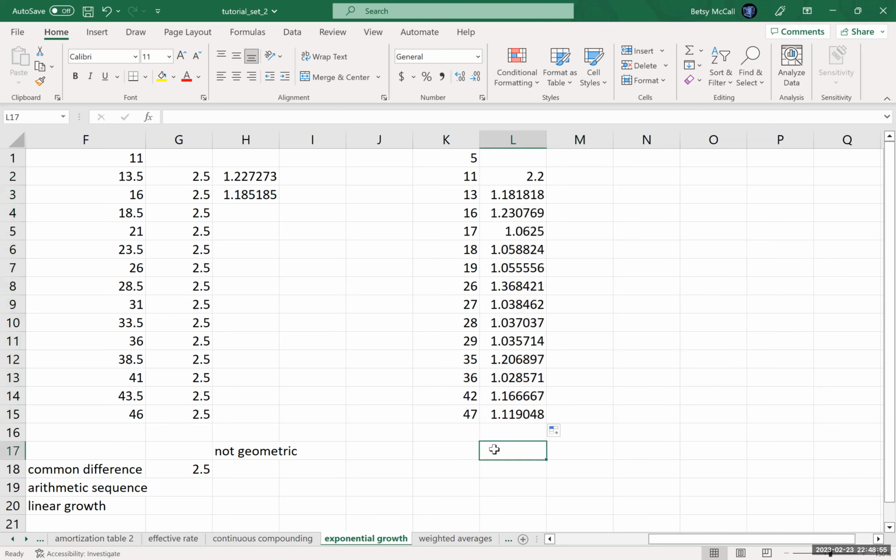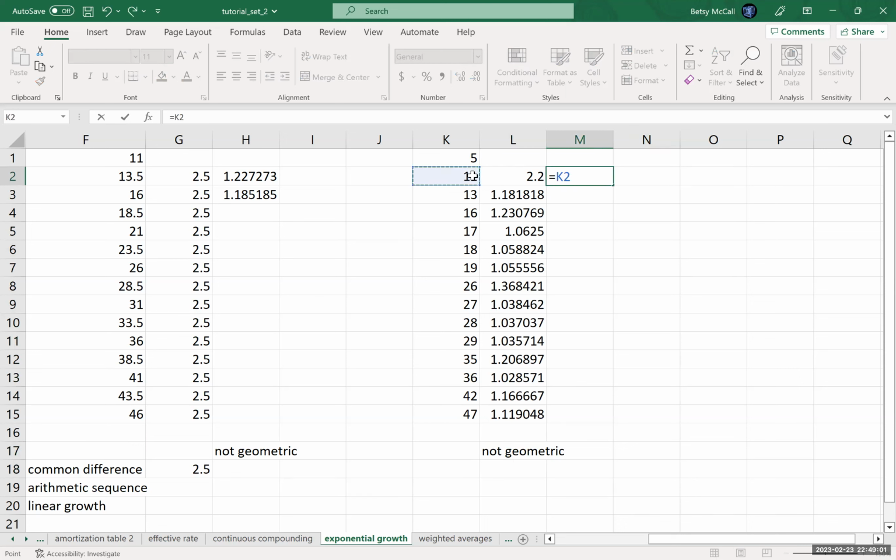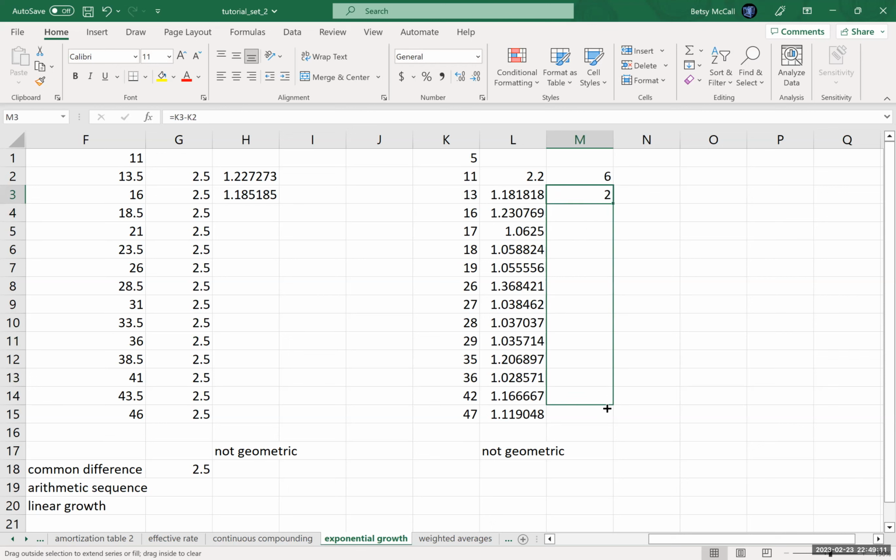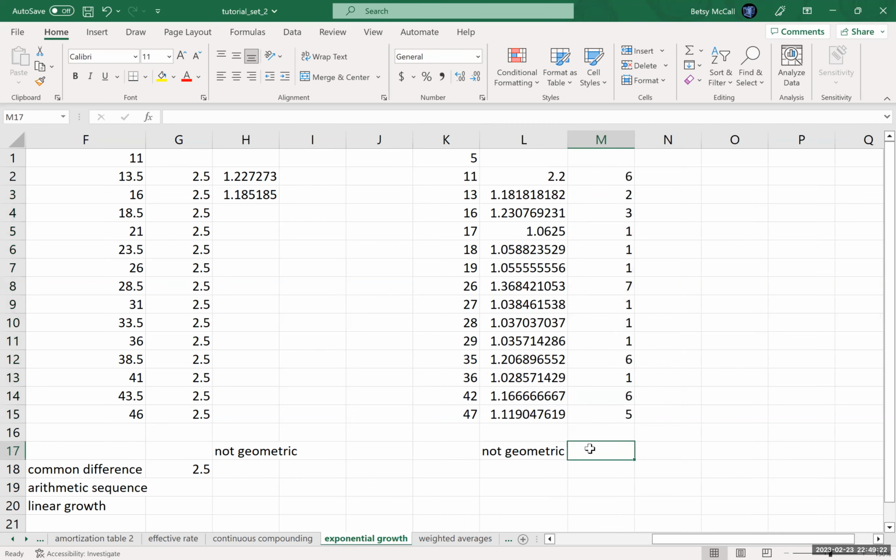Same thing if I take my differences. If I say 11 minus 5, okay, so then what about 13 minus 11? Well, that's not the same thing. And so again, if I keep calculating the differences, sometimes I get the same number, but then sometimes I don't. And so again, this is not linear because there's no common difference.